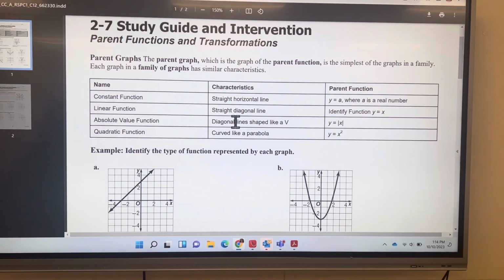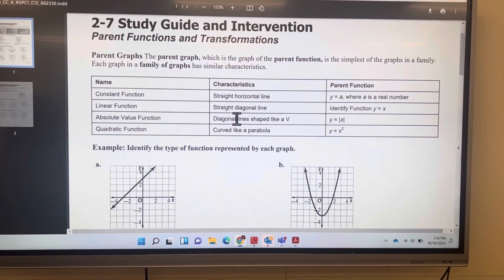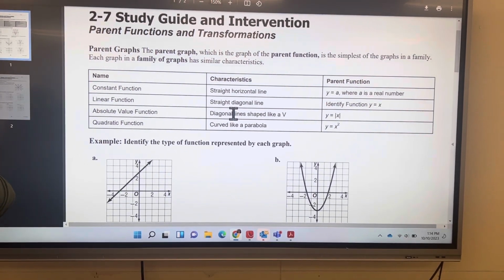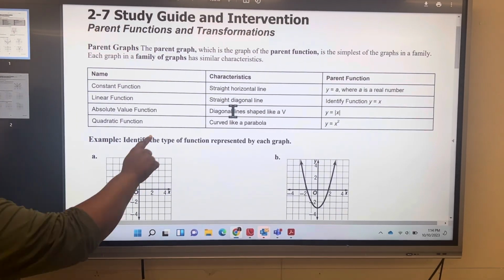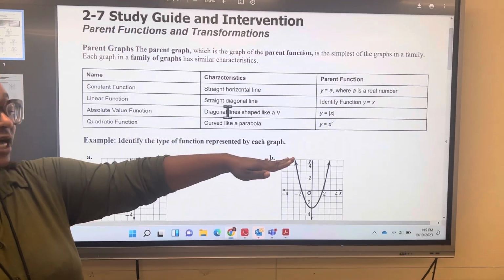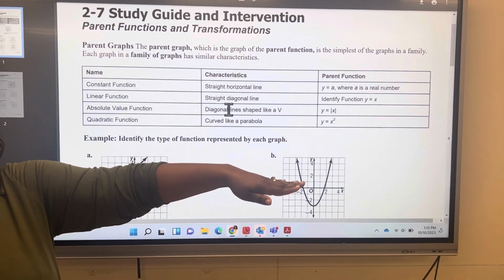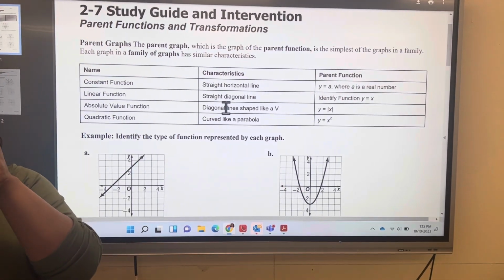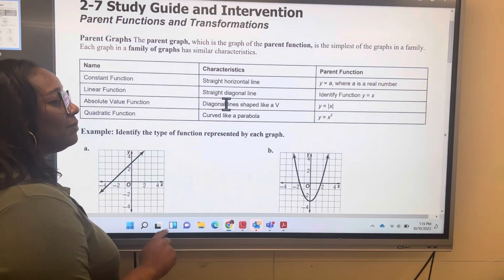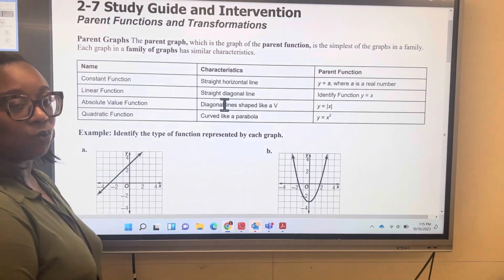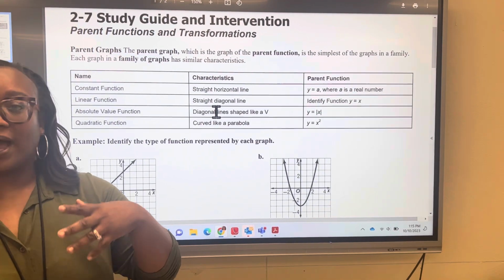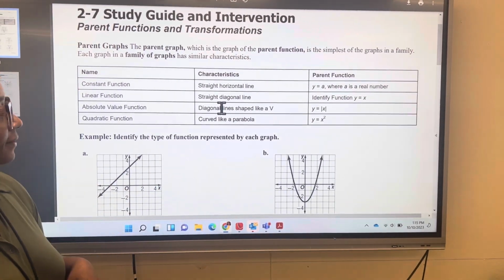All right? So at the top, they give us all the different parent functions that we studied so far. We have parent function graphs. We have a constant function. A constant function is going to be a straight horizontal line. The equation for any straight horizontal line is where our slope is 0. Remember we talked about that last week. Horizontal lines have 0 slope. So that means your equation is going to be y equals just some number a, where a is a real number. So y equals 3 is a horizontal line. Y equals negative 15 is a horizontal line.